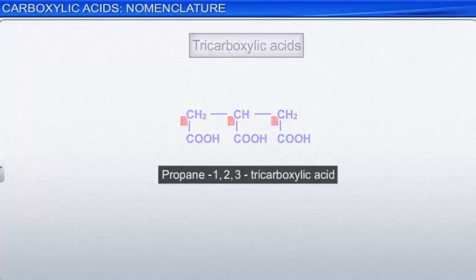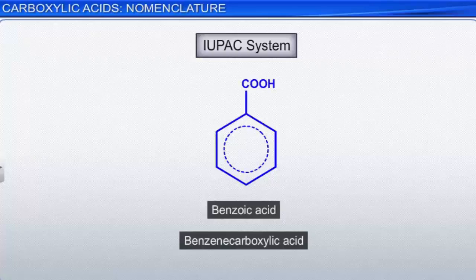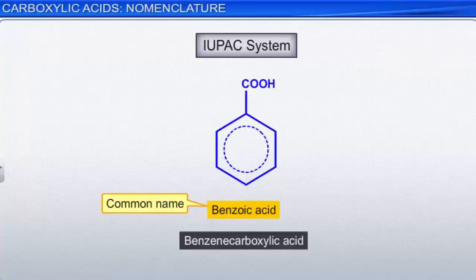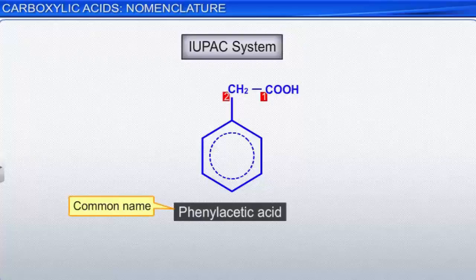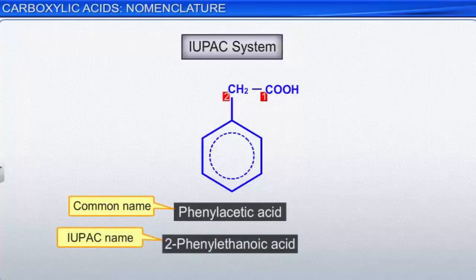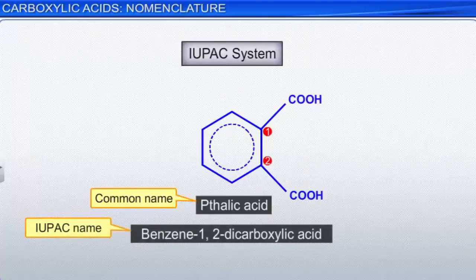In the IUPAC system, benzoic acid is named benzene carboxylic acid. Note here that the common name benzoic acid is also accepted as the IUPAC name. If side chains or substituents are present, then they are indicated by numbers, with the carboxyl carbon atom being numbered 1. For example, phenyl acetic acid shown here is named 2-phenyl-ethanoic acid. Similarly, phthalic acid is named benzene 1,2-dicarboxylic acid.